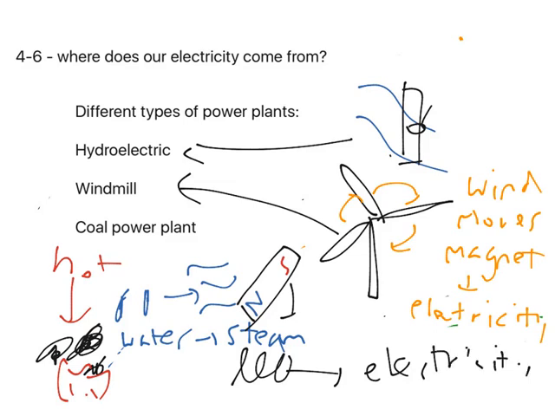But really, the big idea is just that our outlets at home are all connected to some sort of power plant that is usually mostly just moving magnets to generate electricity. That's it.